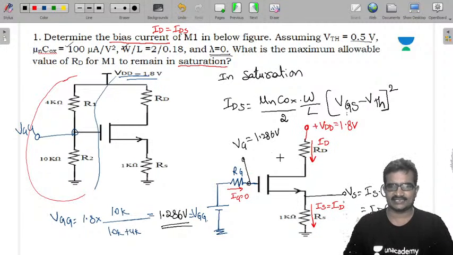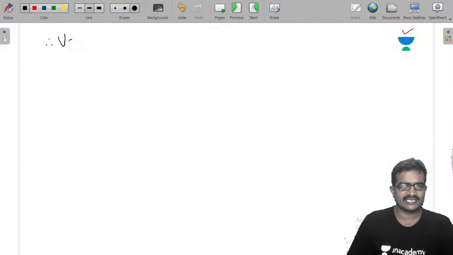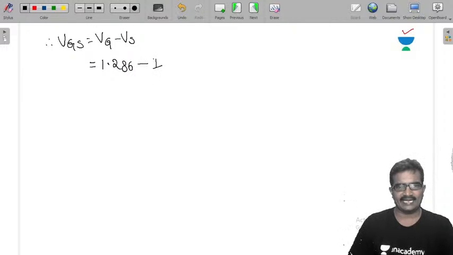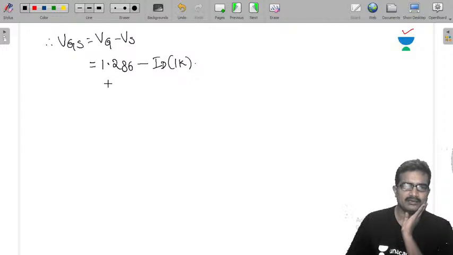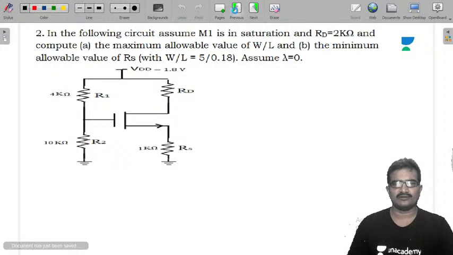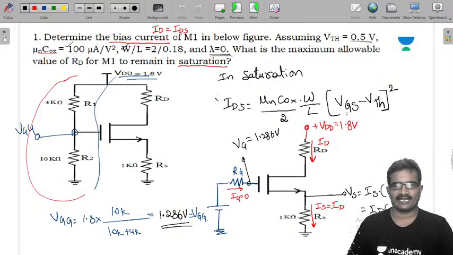Now VGS is VG minus VS. Therefore VGS is voltage at gate minus voltage at source. So now the voltage at gate is 1.286, which we got just before, minus VS, which is ID times 1K. So this is VGS. Now substitute this VGS value in the equation for ID.